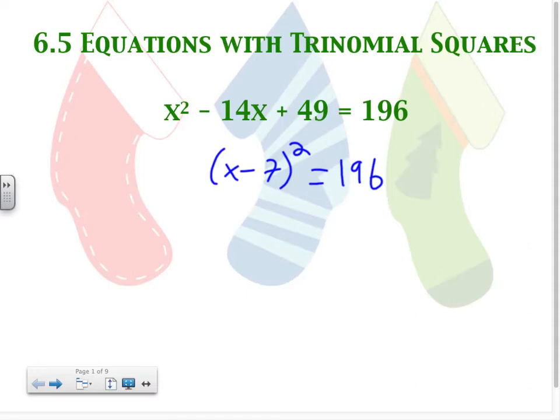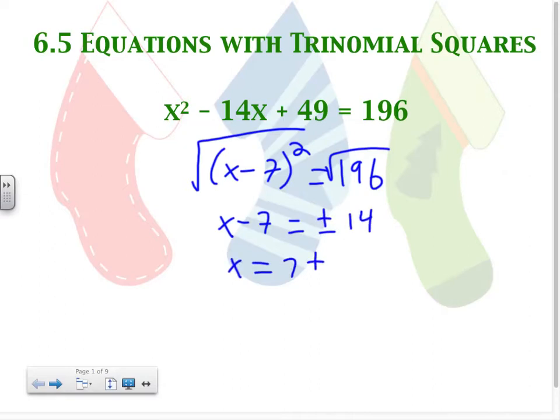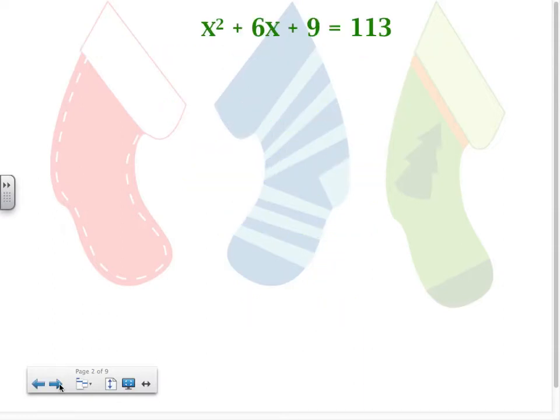Once we see this, we know that this is exactly like what we saw in the previous section. We know that we can square root both sides, get x minus 7 equals plus or minus 14, get x equals 7 plus or minus 14, and then get x equals negative 7 and 21. That's just about all we have to do. There's not much different that can happen here.